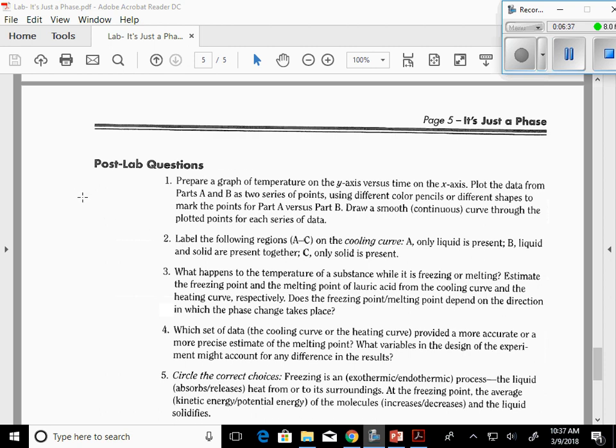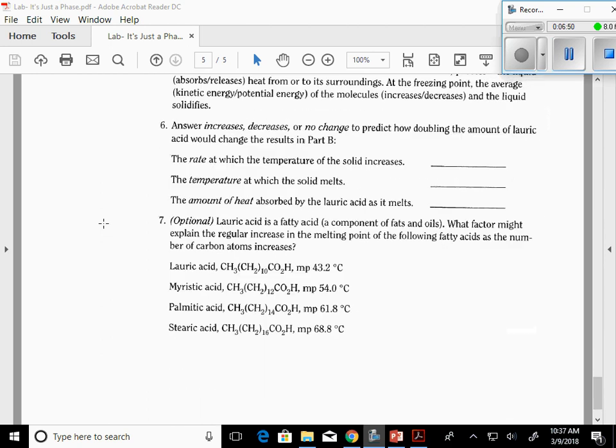Post-lab questions. Make sure you answer these questions on a separate piece of paper. Let me say that again: answer these post-lab questions on a separate sheet of paper. Down here, number 7 is optional. Number 7 is a bonus question. All right, separate sheet of paper, number 7's bonus.